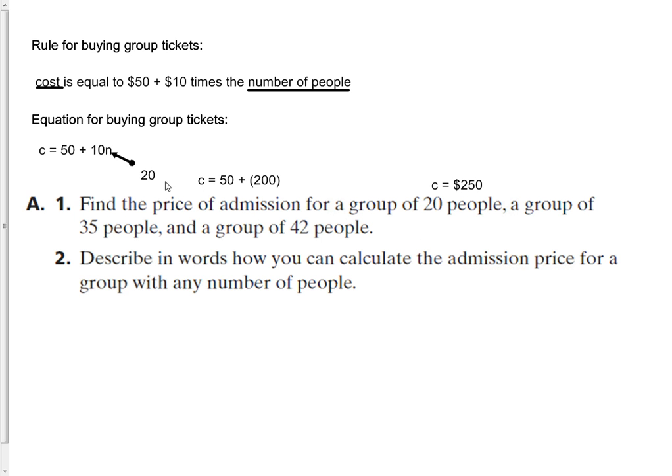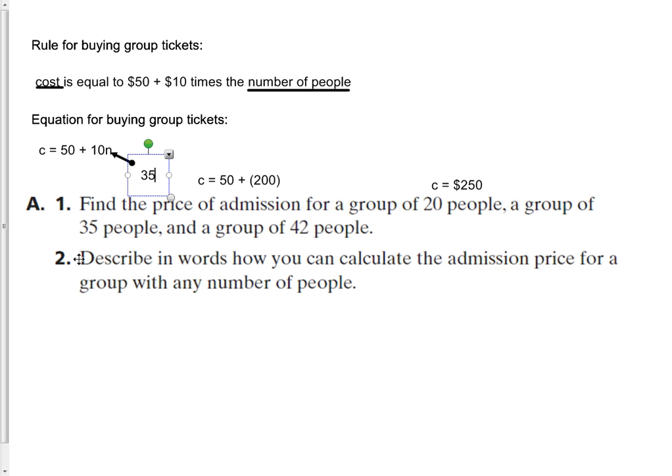Now, what I want you to do is the same for 35 people and for 42 people. So on your paper, I want you to rewrite that equation, but I want you to put in 35 people. And then I want you to put in 42 people. So take the time right now to do that, go through the process, multiply it first, and then add. That would be order of operations.